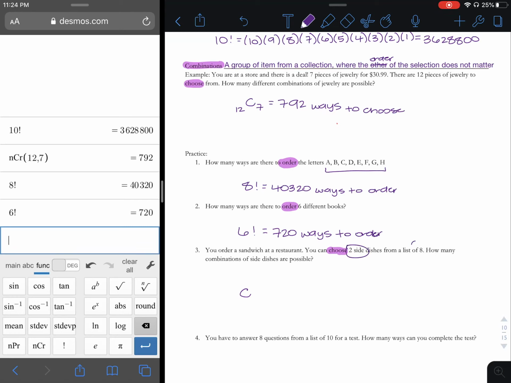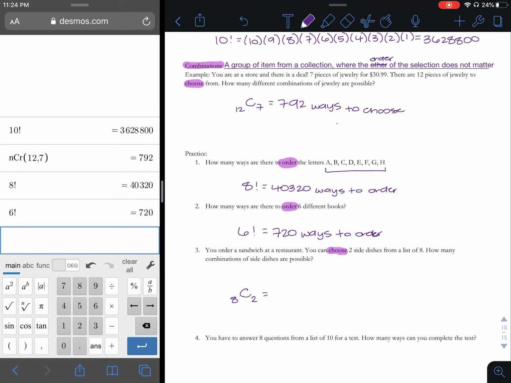So I have 2 and 8. My bigger number always goes on the left side of that C, so there's my 8, and then my 2 goes on the right side. This is not like a fraction, that's different. They're not next to each other; they are a little bit on the bottom. So again, let's go find this out in my calculator.